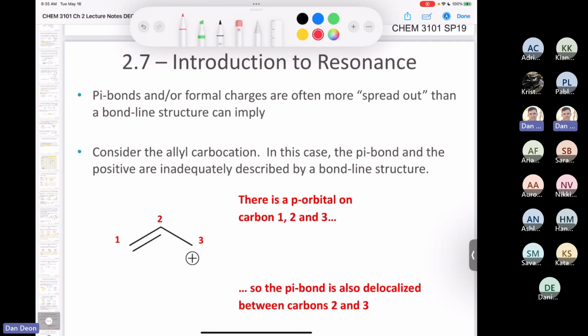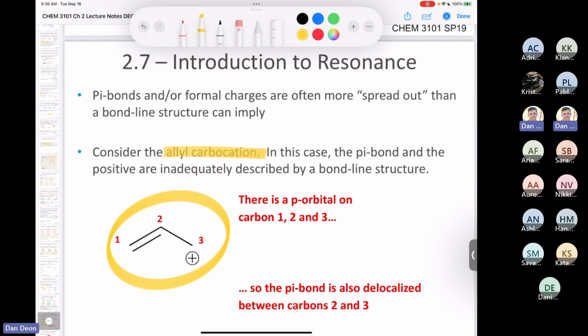However, what we're going to do is find a way to demonstrate the fact that when we have compounds that have a formal charge with a pi bond, or formal charges, these pi bonds or formal charges are often more spread out than a bond line structure can imply. And so what we're going to look at quite a bit is the allyl carbocation, and that's this guy right here. We call this an allyl carbocation.